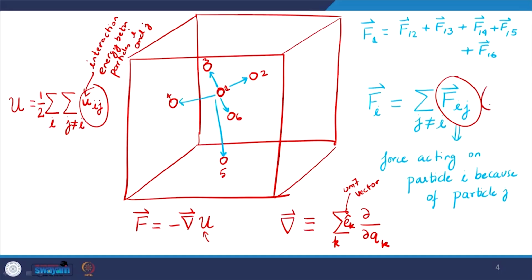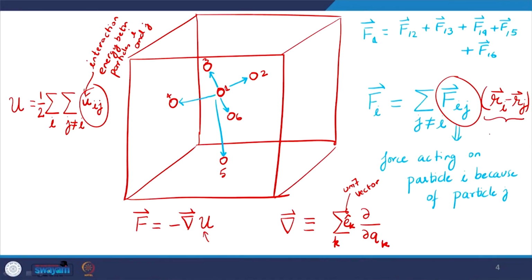It is very intuitive to see that particles farther apart will have lesser forces and therefore lesser energy of interaction, and particles closer will contribute more energy or have more forces, right. So, this is going to depend on Ri minus Rj, that is the separation between the two particles i and j. I can call this something like Rij.